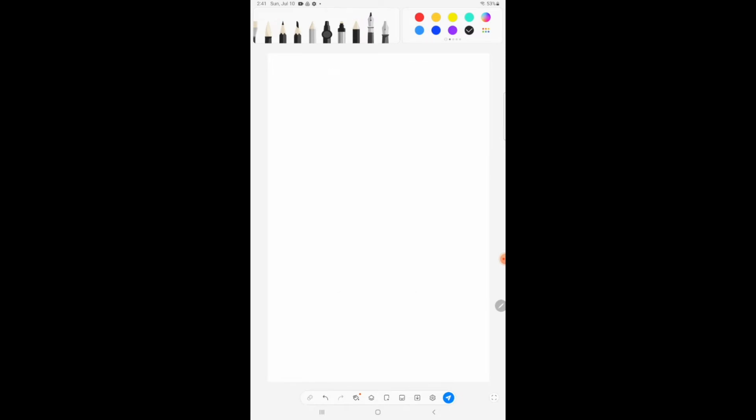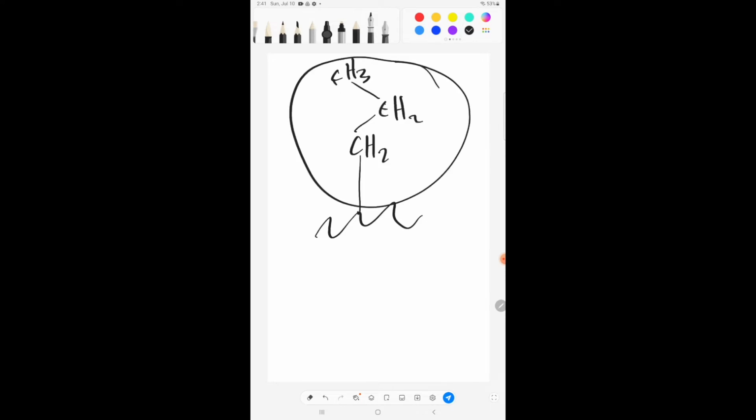So a propyl group, it has 3 carbons, right? You have your main molecule, and then boom, boom, and then your methyl at the end. So this is a propyl group. It has 3 carbons. So propyl. This is another one of the common substituents.